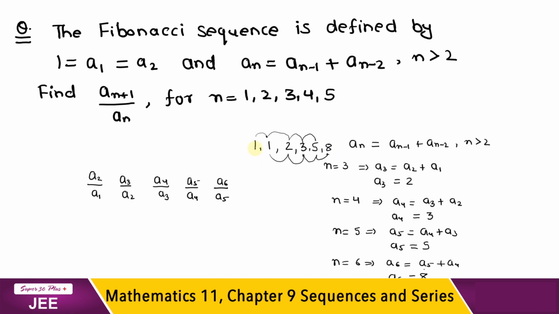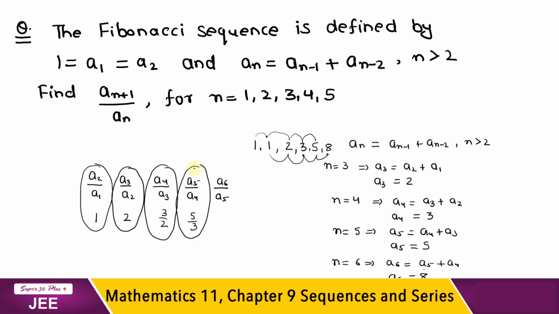So now we have a1, a2, a3, a4, a5 and a6. Just plug in these values in order to get these ratios. So a2 upon a1 becomes 1, a3 upon a2 becomes 2, a4 by a3 becomes 3 by 2, a5 by a4 becomes 5 by 3, and a6 upon a5 becomes 8 by 5.